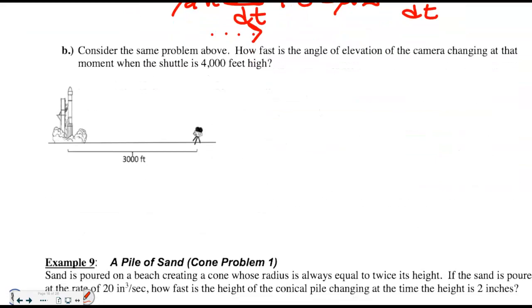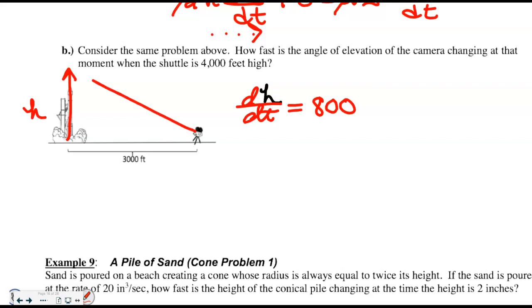Because now it gets a little bit more interesting and something else happens. Same problem. So we still have our dh dt, which I believe was 800. I've done this twice now, so I think I've got that correct. We're still launching the rocket. The camera is still pivoting and tracking it. We're still going to stop when it's 4,000 feet off the ground, but we're looking at how fast the angle is changing. See, when it's tracking it, wouldn't the angle be growing? We're going to get a positive answer, right?